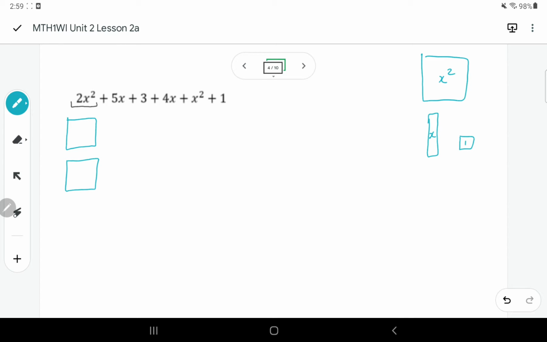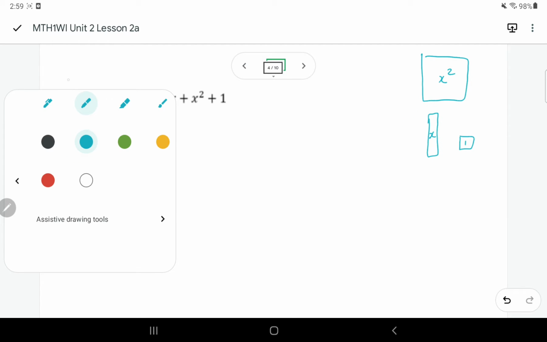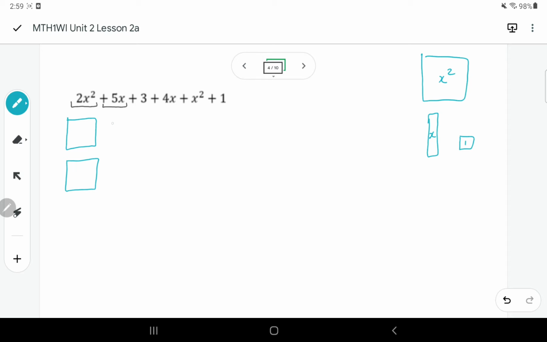And then the next piece is that I'm adding on 5 x's. So the x's, remember, are the rectangles. So I'm going to have 5 of them. So I'm going to draw that out too. 1, 2, 3. Pretend these are all the same size. 4, 5.